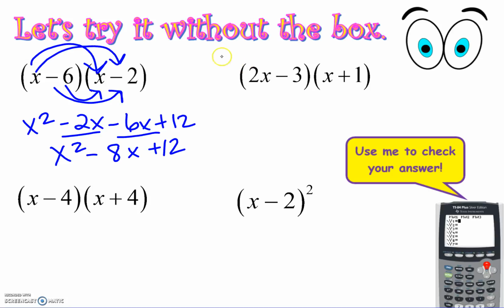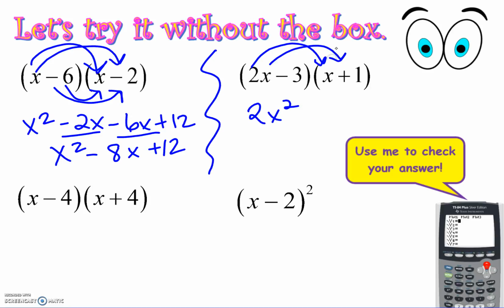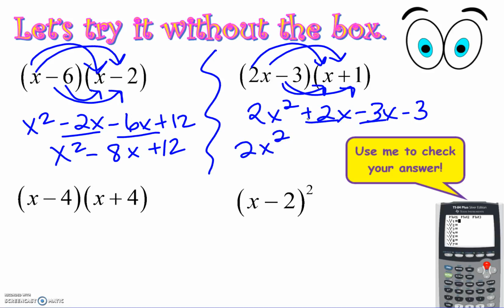Alright, next example. 2x times x is 2x squared. 2x times 1 is 2x. Negative 3 times x is negative 3x. And negative 3 times 1 is negative 3. Combine your like terms: 2x squared minus x minus 3.